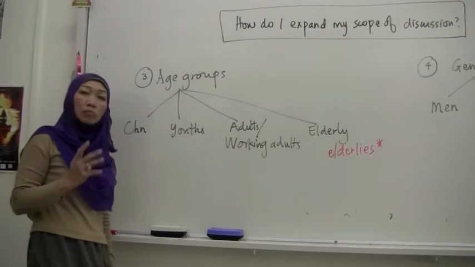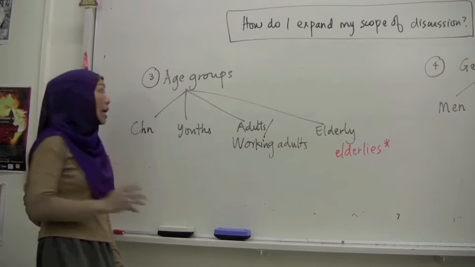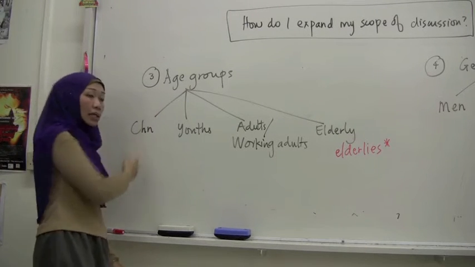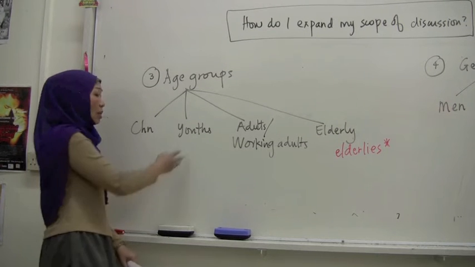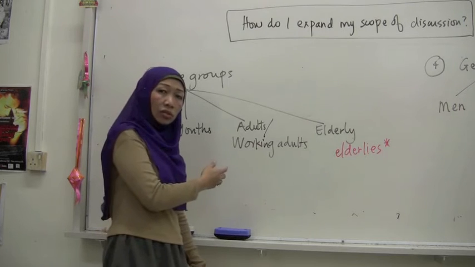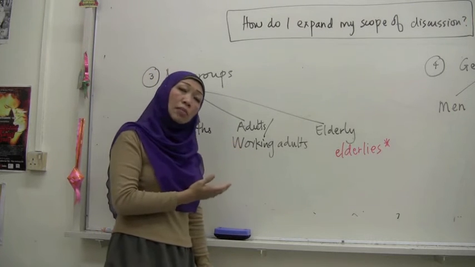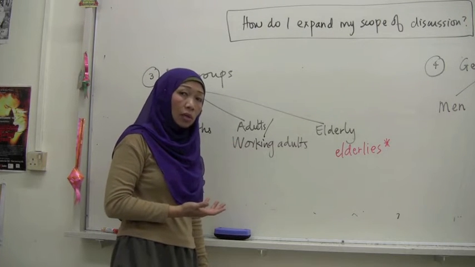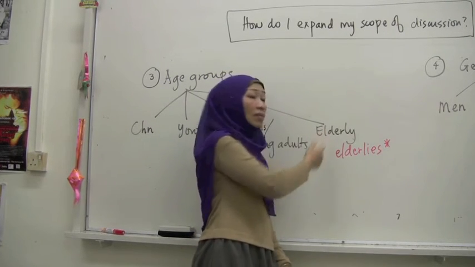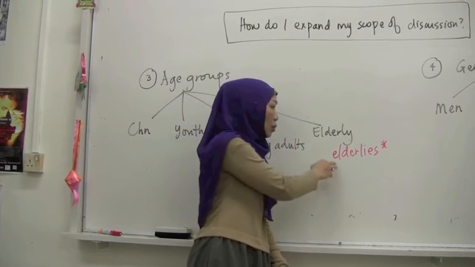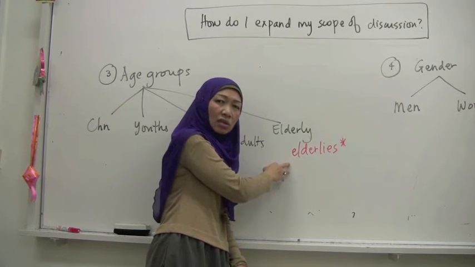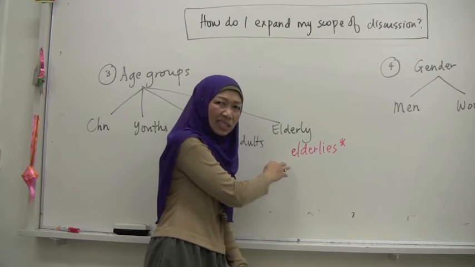Now the third way that you can brainstorm is by looking at age groups. So you may want to look at the issue through the eyes of children, or the eyes of young people, youths, or maybe adults, right? So we're talking about maybe working adults, right? And finally, of course, you can look at the issues from the perspective of the elderly people, right? And of course, this particular word, elderlies, does not exist. So please avoid using it.